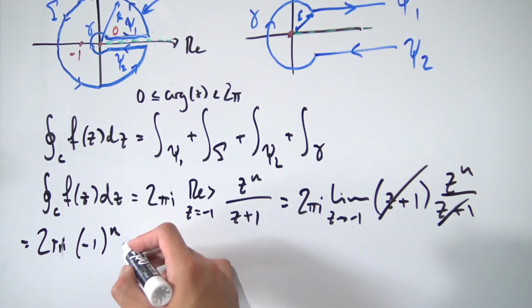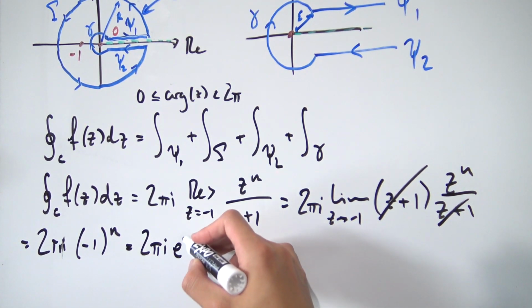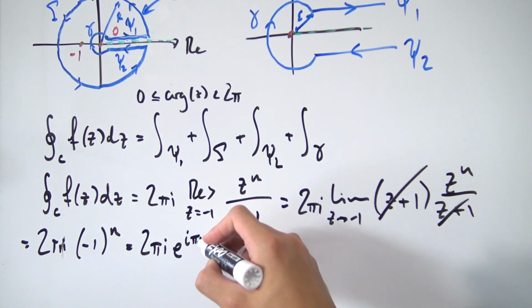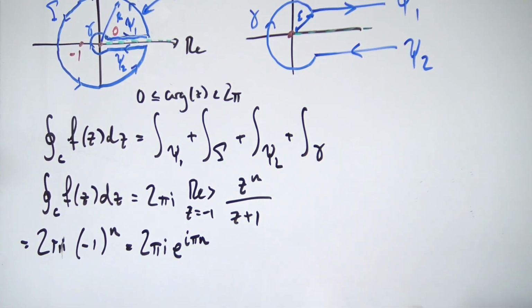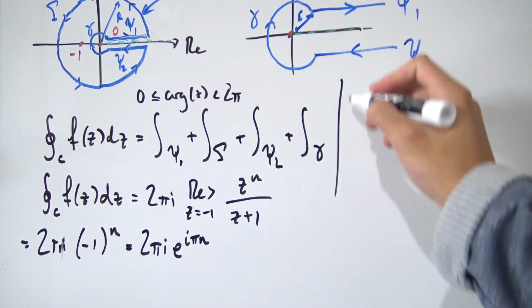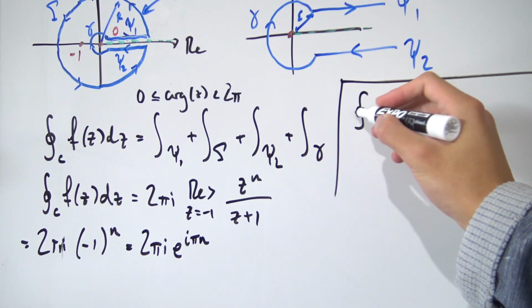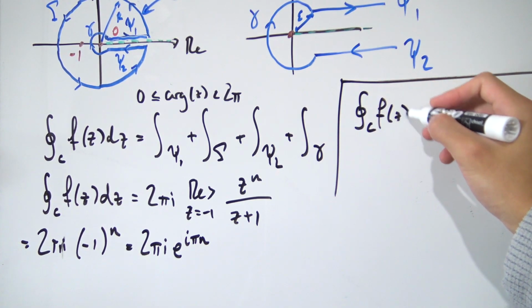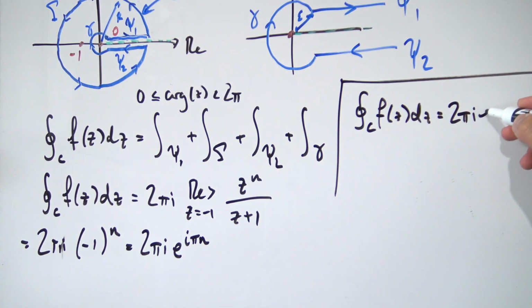Usually we don't really like it in this form, so let's convert this to polar form. This is 2 pi i, and -1 is e to the i pi, and we can just multiply that n onto the exponent. So this is exactly the value of our contour integral over C. That's one of the integrals evaluated. Let's put all the results on the side. So the contour integral over C of f of z dz evaluates to 2 pi i times e to the i pi n.